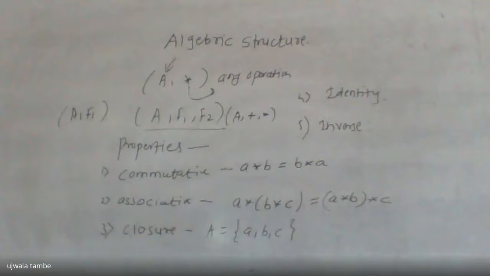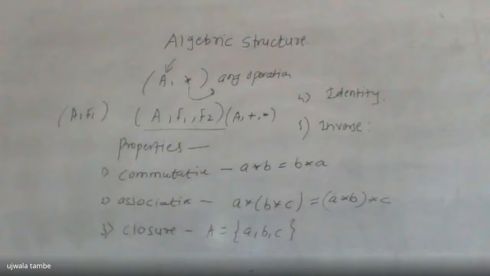Then identity and inverse. In identity we have to find the identity element, and as we know, for addition the identity element is 0 and for multiplication the identity element is 1. Then the inverse is the vice versa of identity. For the addition operation, we have to find the number with the opposite sign, and for multiplication, we have to perform division, that is 1 by whatever number is given in the set.